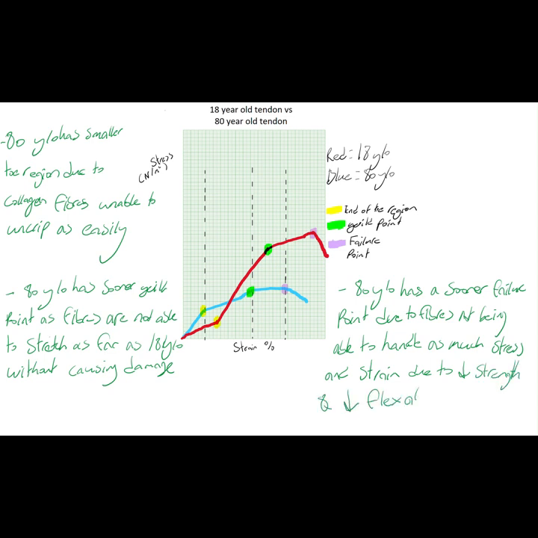The 80-year-old will have an earlier yield point due to the sooner damage caused by the decreased elasticity within the tendon. The 80-year-old will also have a sooner failure point in comparison to the 18-year-old, once again due to the decreased stretching ability and the weaker collagen fibers.